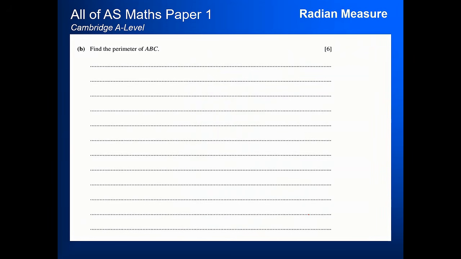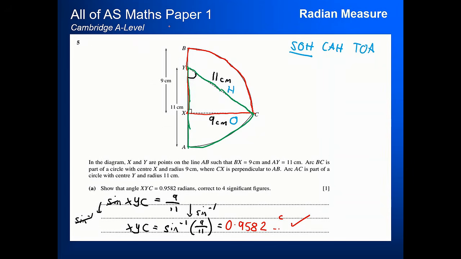Now on to part B, which is a bit trickier. You can see it's a 6-mark question: find the perimeter of ABC. So we need to find the perimeter of the entire shape. What we're going to start on first of all is the length of AB. So we're going to look at AB here.